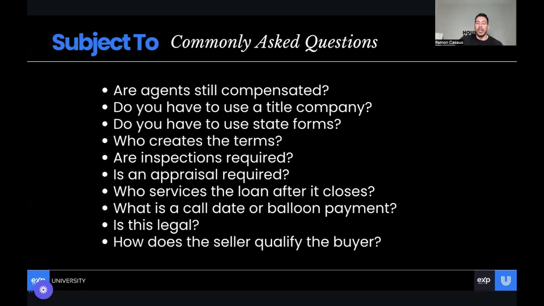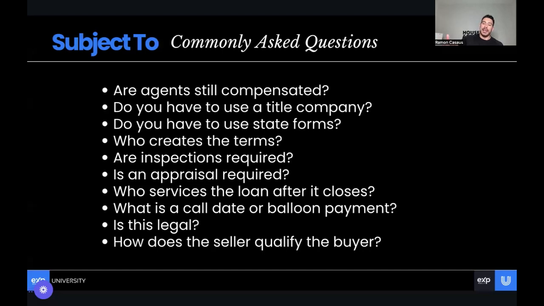Who services the loan after it closes? That is going to be the servicing company, escrow servicing, same thing as with seller finance. What is a call date or balloon payment? It doesn't change from seller finance to subject to.